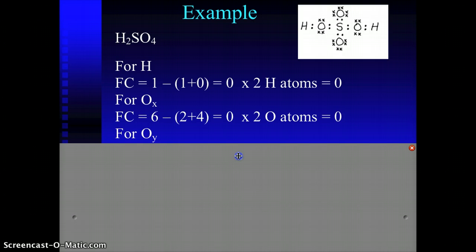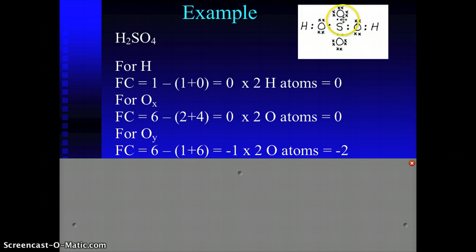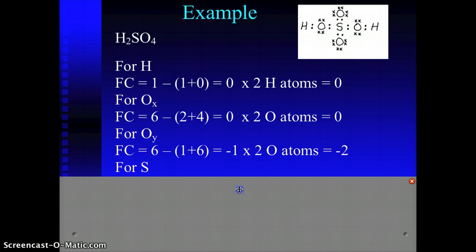Then we have oxygen Y, the oxygen on the top and the bottom. So for oxygen Y, we have 1 bond plus 6 unshared electrons. So that gives us a minus 1 charge. 6 minus 7 is minus 1 times 2 oxygen atoms is a minus 2. This is the important number though. The total is a minus 2, but the individual formal charge on each of those oxygens is a minus 1. That's the number we need to pay attention to.